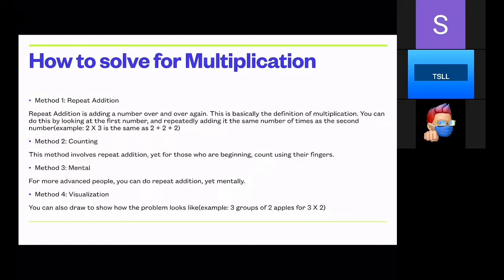So, how do you solve a multiplication problem? Well, there are 4 strategies. The first 3 strategies are interconnected with each other. The first, repeated addition, involves adding the multiplicand the same number of times as the multiplier. For example, 2 times 3 is the same as adding 2 3 times. The second and third involve doing repeated addition, but either counting or doing it mentally. The fourth strategy is visualizing the problem by drawing shapes and symbols to represent the problem. For example, that was the method that we used for the activity earlier.